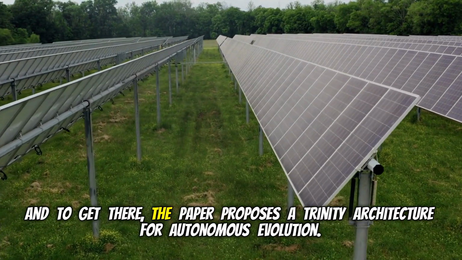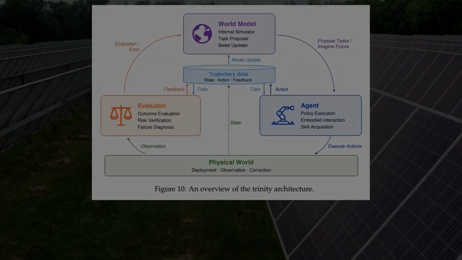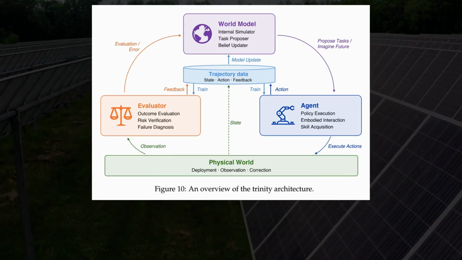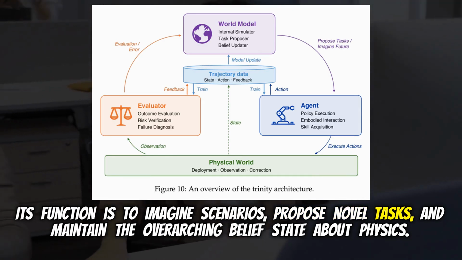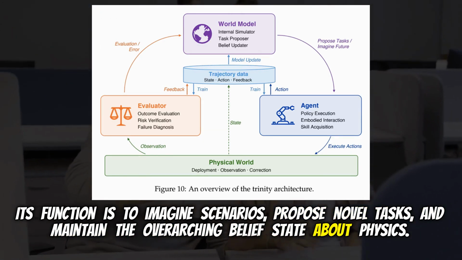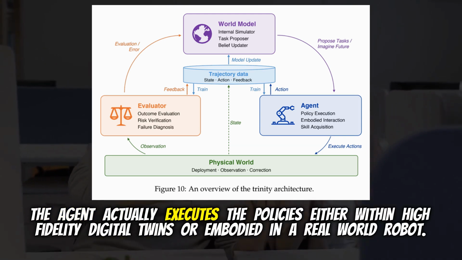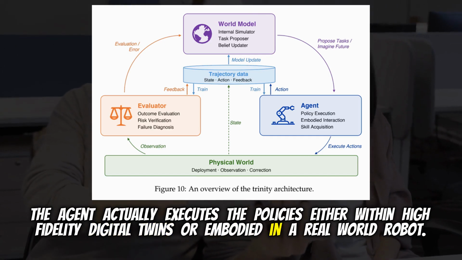And to get there, the paper proposes a Trinity architecture for autonomous evolution. Let's mechanically break down this Trinity. So component one is the world model. Its function is to imagine scenarios, propose novel tasks, and maintain the overarching belief state about physics. Right. Component two is the agent. The agent actually executes the policies either within high-fidelity digital twins or embodied in a real-world robot.